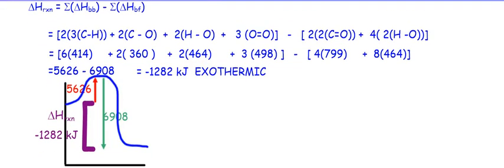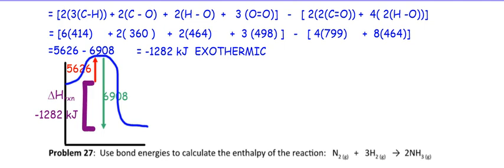So then this is what my diagram would look like. I break 5,626 kilojoules of energy. I form 6,908. I have a difference of 1,282, and that's my delta H in my reaction. So what I'd like you to do is do this one totally on your own. You can do it. And when you're done, come back.